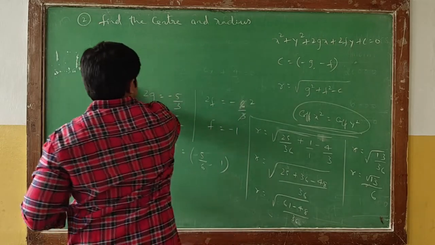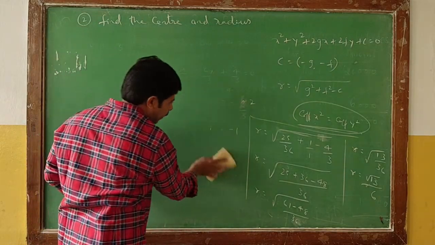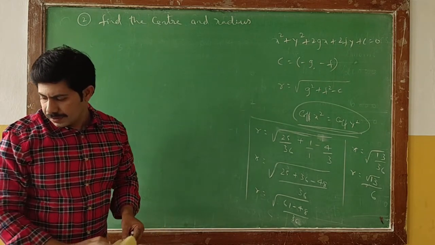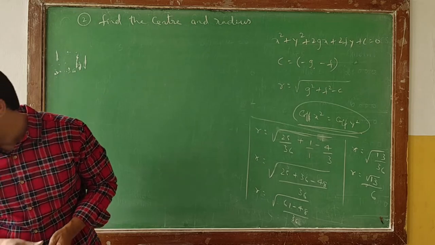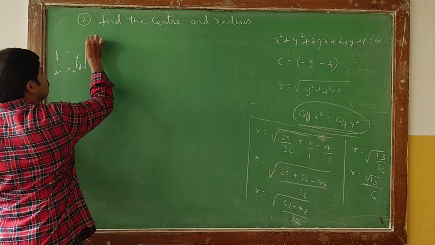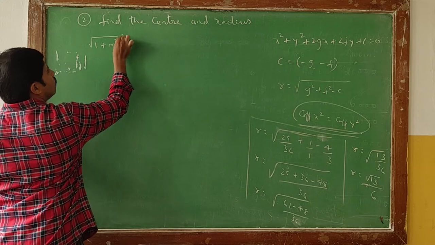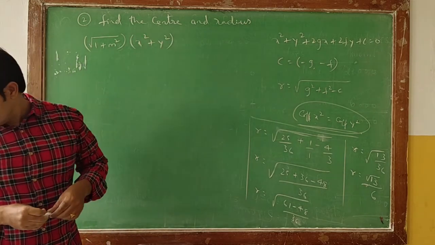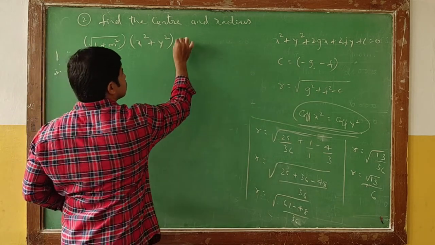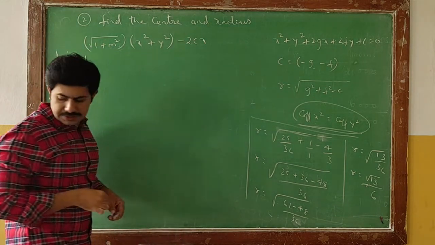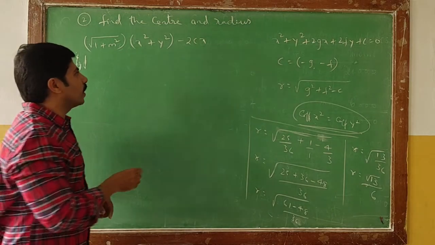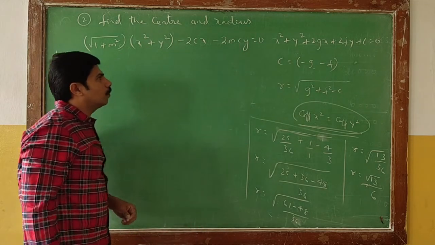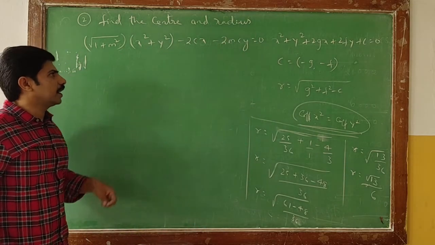Okay, next is find the center and radius. Same question. The equation is, this is a very important problem, under root of 1 plus m square into x square plus y square minus 2cx minus 2mcy is equal to 0. So same, we have to find the center and radius.